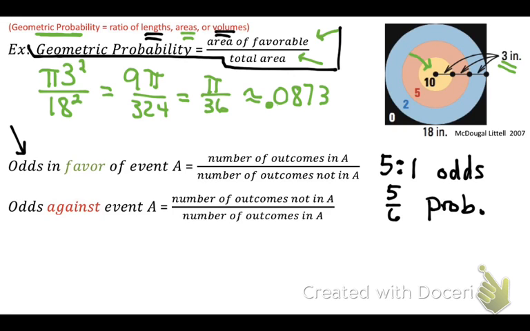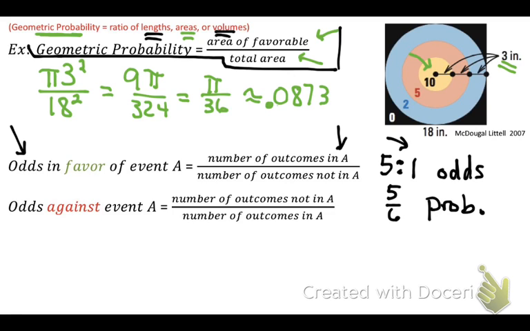Okay, so let's look at that. The number of outcomes in A, so that's 5. Number of outcomes not in A, we have 1. Now, if we remember from probability, we have number of favorable outcomes, so 5. Total number of outcomes would be 6, because the 5 and the 1 would give us the 6.